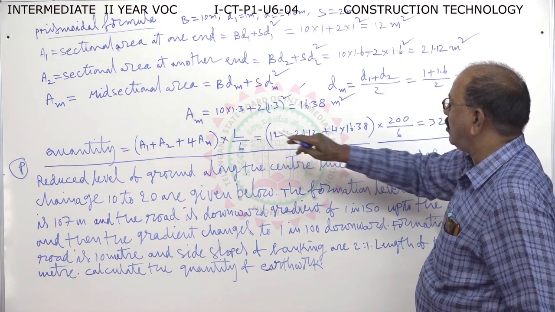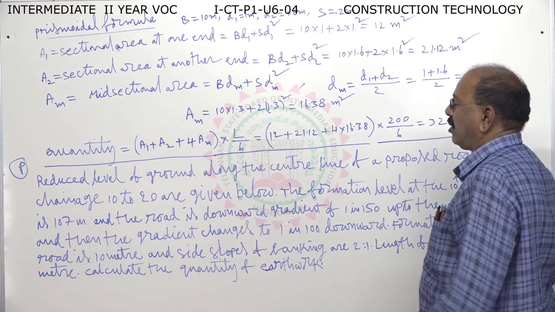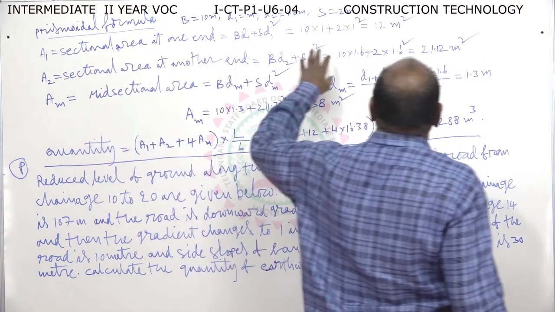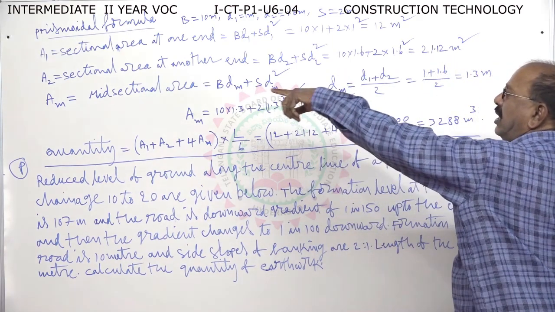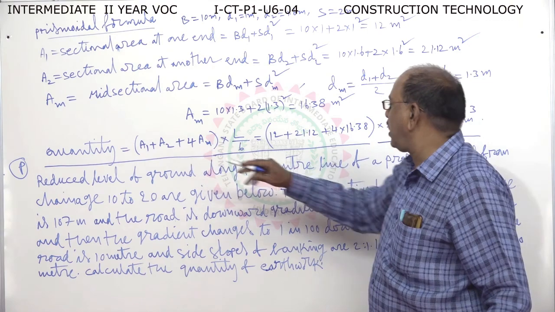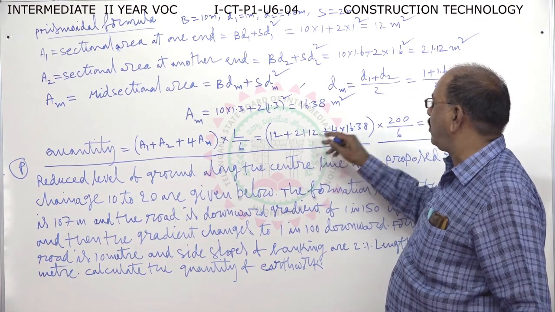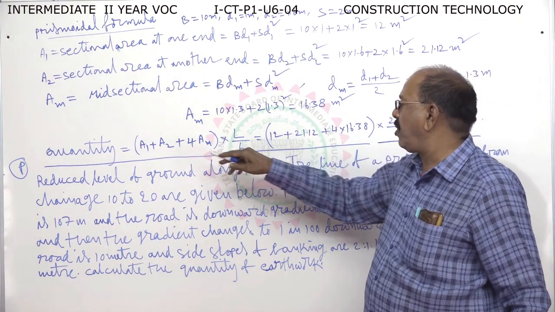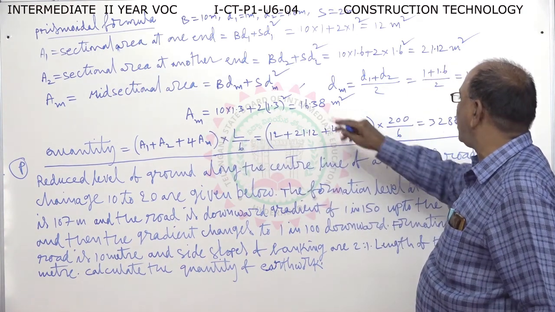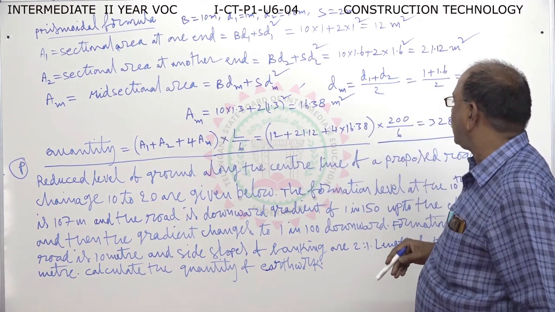A1 is equal to, put 12. Then A2 is equal to the mean sectional area at the other end. That is equal to 21.12. So in the place of A2, substitute 21.12, plus 4 into AM. AM value is 16.38. Substitute.